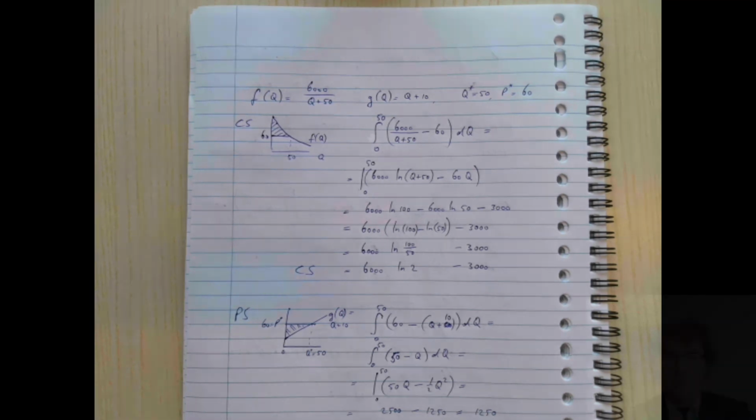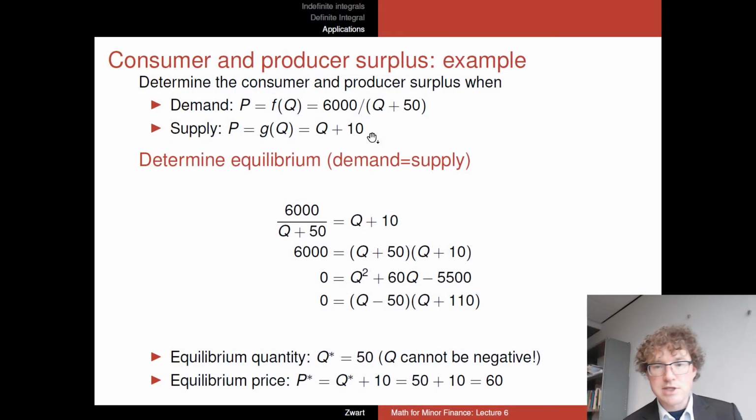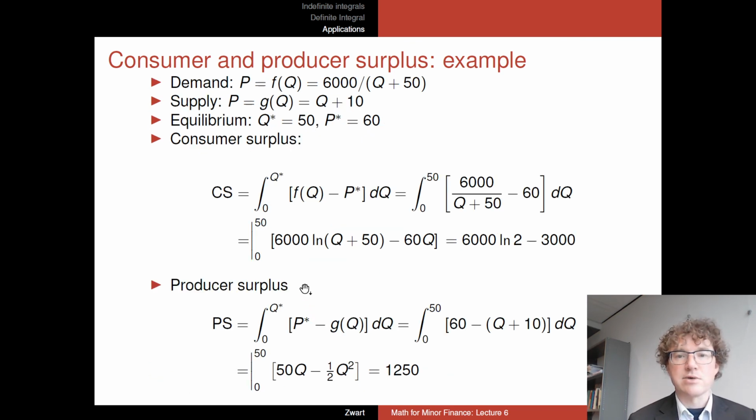So let's go back. Here is again this computation of the equilibrium quantity and price. Q star was 50 and P star was 60. And here are these integrals that we just computed. These two expressions should now look familiar. So this is basically where we wanted to get to.